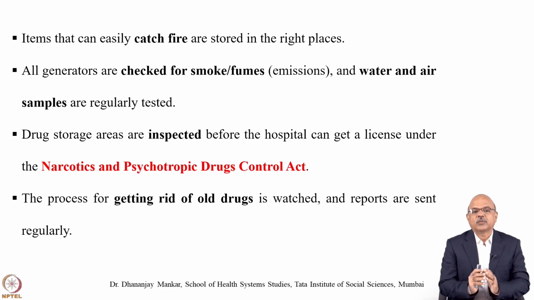All generators are checked for smoke, fumes and emissions, and water and air samples are regularly tested whether they are clean and potable or able to be used by the hospital for their processes. Drug storage areas are inspected before the hospital can get a license under the Narcotics and Psychotropic Drug Control Act, which is very important to be seen as an important activity by the hospital. The process for getting rid of old drugs is watched and reports are sent regularly to keep updated. That is a very important part the hospital needs to see to.